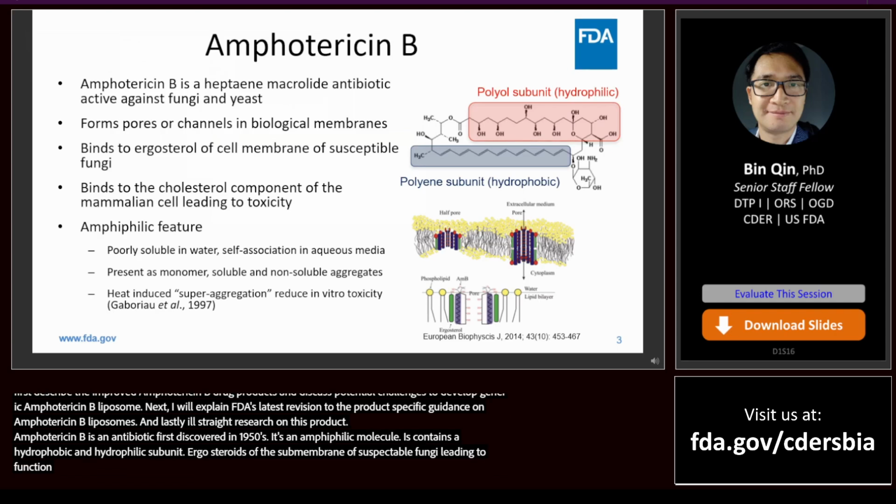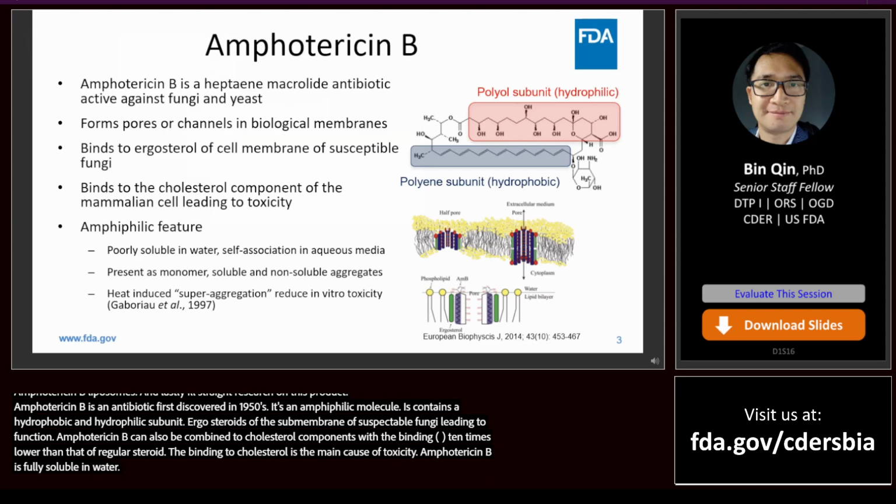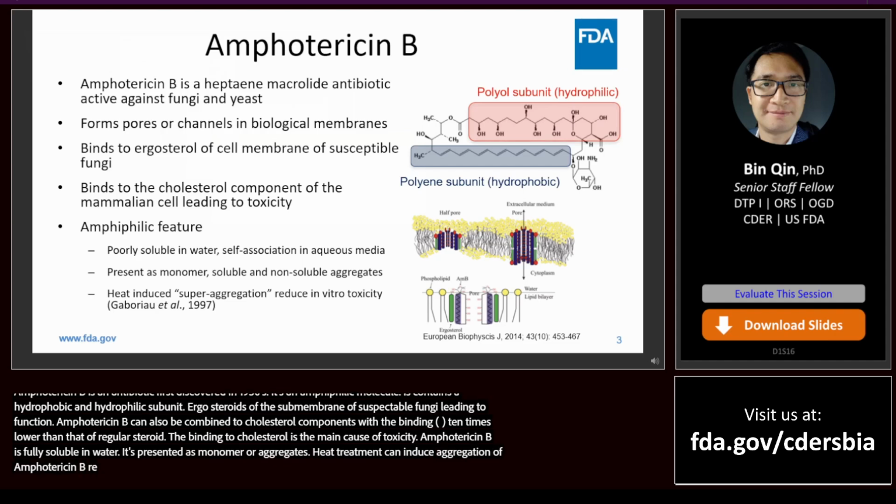Amphotericin B can also bind to cholesterol components of the mammalian cells, with a binding avidity more than 10 times lower than that of ergosterol. The binding to cholesterol is the main cause of toxicity. Amphotericin B is poorly soluble in water. It's presented as monomer or aggregates. Heat treatment can induce superaggregation of amphotericin B, reducing in vitro toxicity.